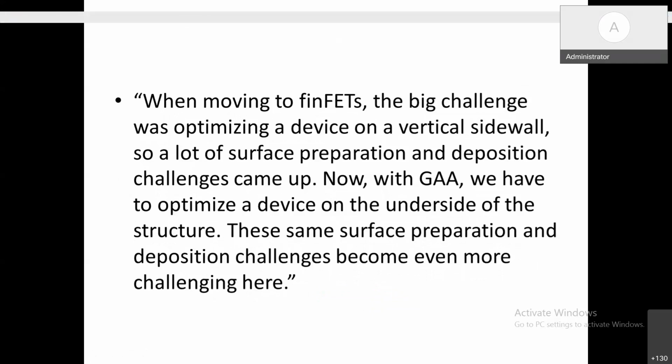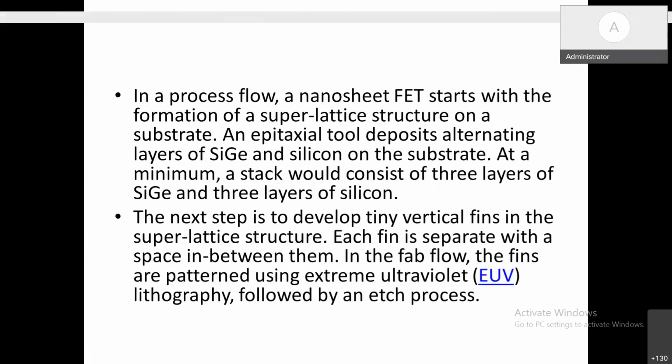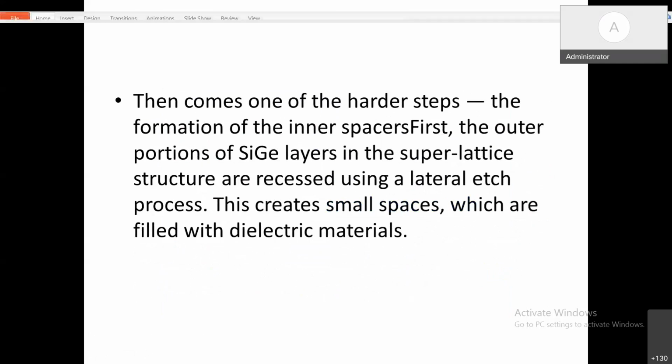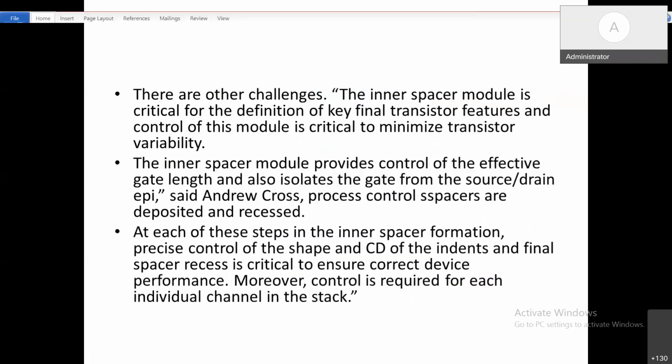So with respect to GAA, what we have to do is to optimize the device on the underside of the structure, because the same surface preparation has to be done multiple times. So that is a challenging one in your GAA. Okay, this I'll try to move on. This I'll not go into. That is again the process variations. I'll not go into it.